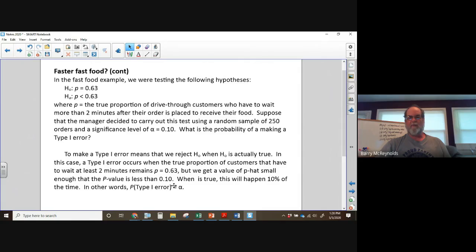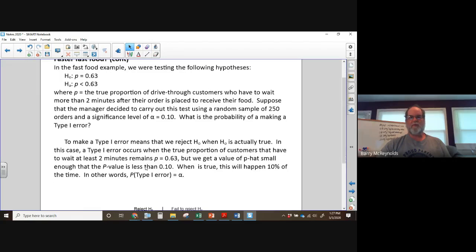And what the significance level means is that this will happen in about 10% of the samples that he could take. So out of all of the orders that came through his drive-through during the month, when he randomly selects 250 of them, about 10% of those samples would have a p hat low enough that he would conclude in favor of the alternate hypothesis, when in fact the true value is still at 0.63. That's what type 1 error means.